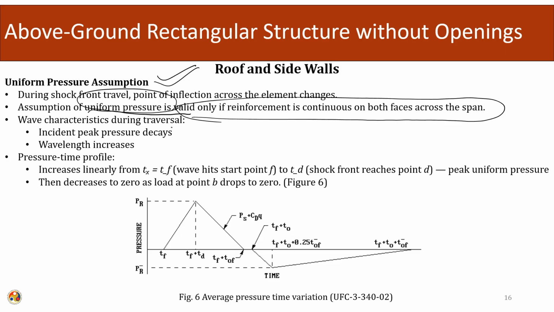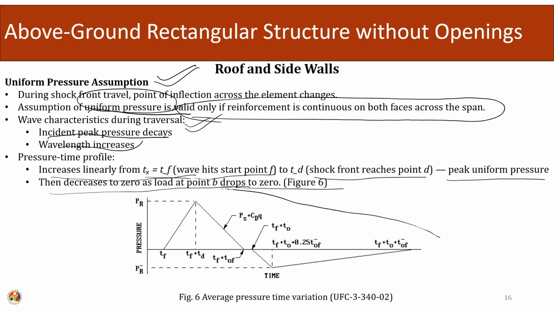During the traverse of the waves, the wave characteristic includes an incident peak pressure decay and the wavelength increases. The pressure-time profile increases linearly from Tx to T. A wave hitting the start point to Td, the shock front reaching point T, and there is a peak uniform pressure. Then it decreases to 0 at the load point B. This is how the blast load behaves on the roof and side walls.